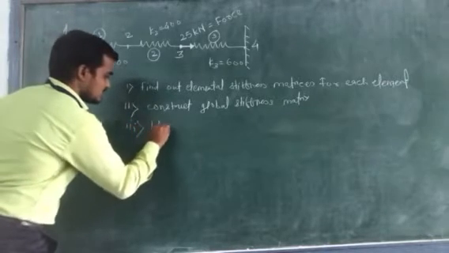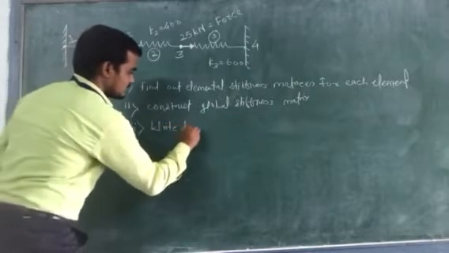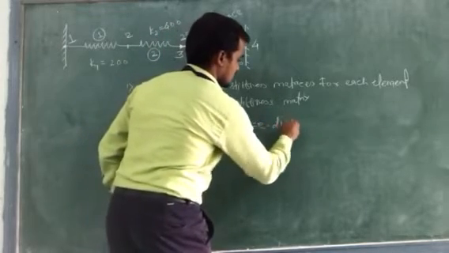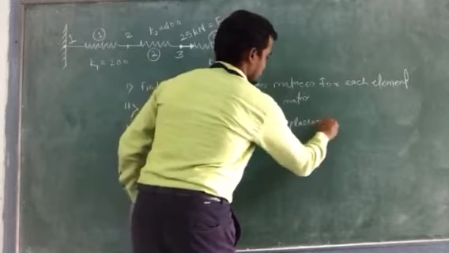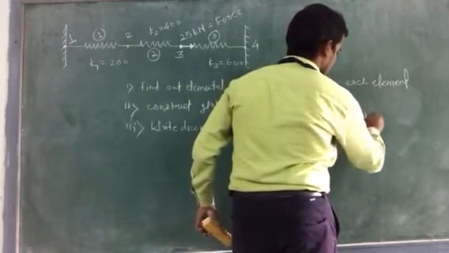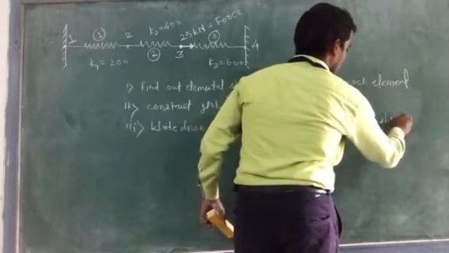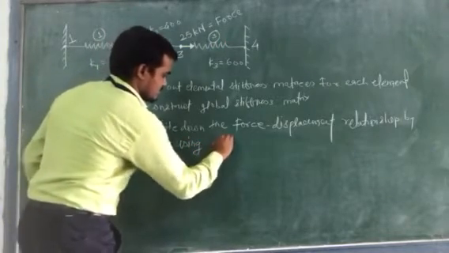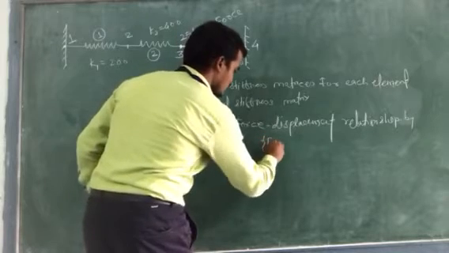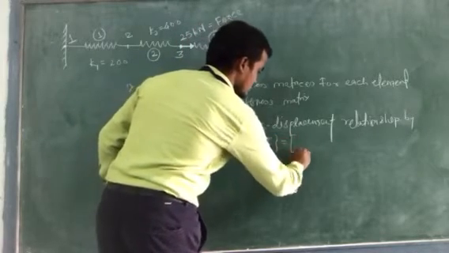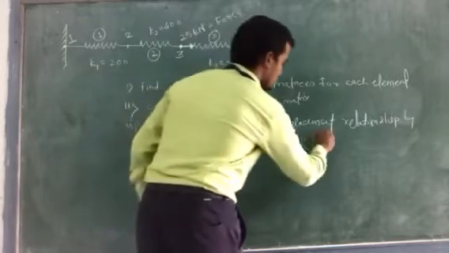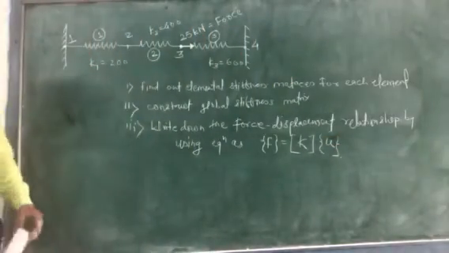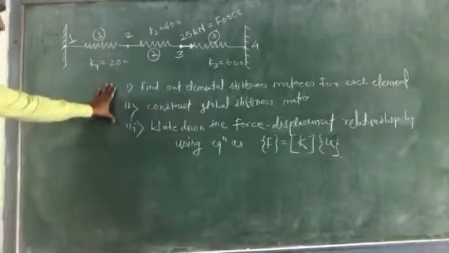Then the third step is what? Write down the force displacement relationship by using the equation: the force vector F is equal to the global stiffness matrix K into the nodal displacement vector U. Okay, so these are the first 3 steps.